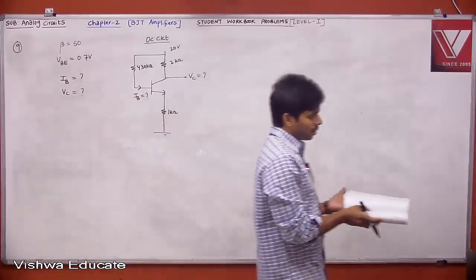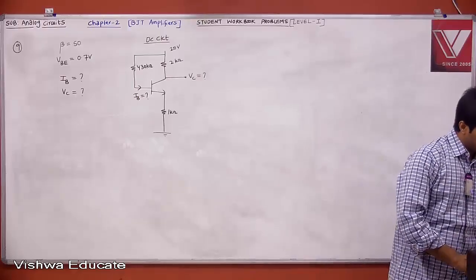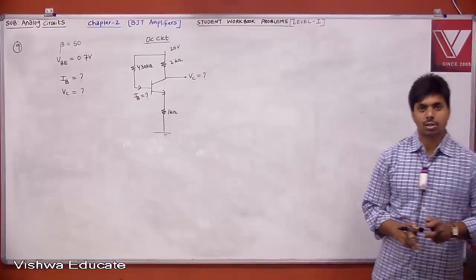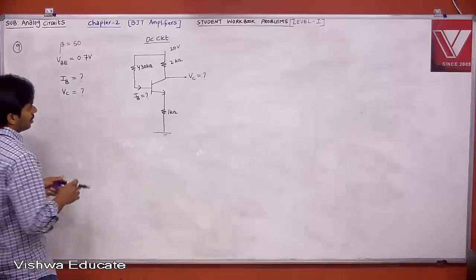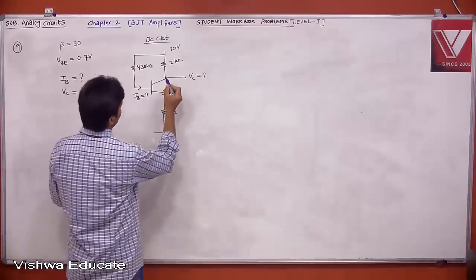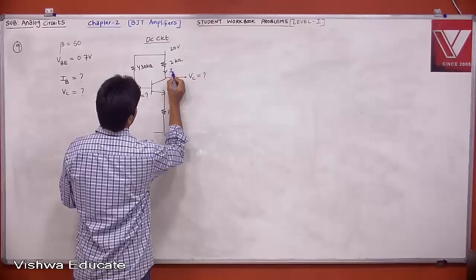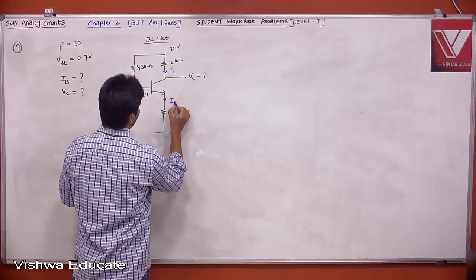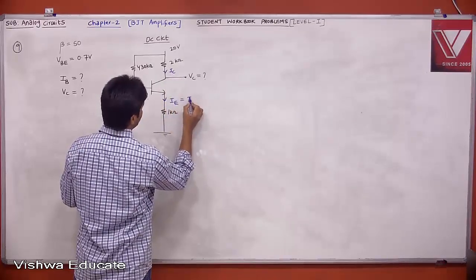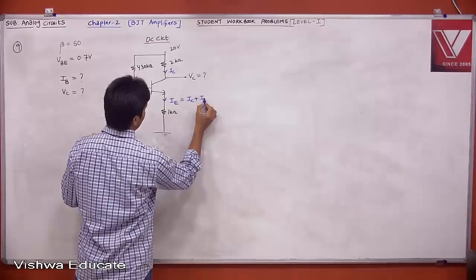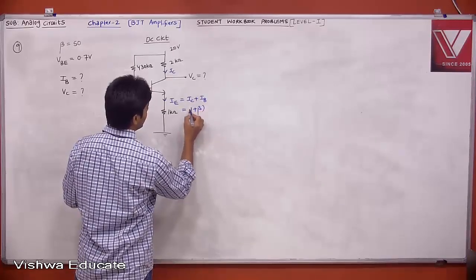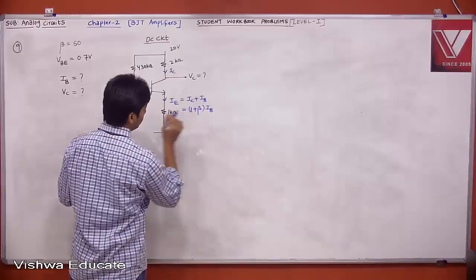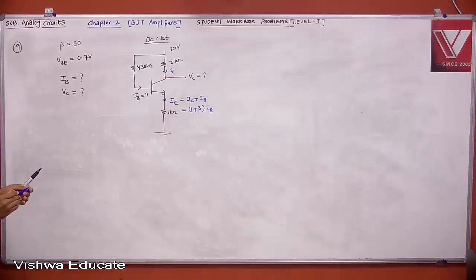Now, remember, if the problem is related to DC analysis, just use KVL equations. Can you write the input KVL first of all? Tell me, this is nothing but your IC, right? And this is your IE. What is IE? IE is equal to IC plus IB. What is IC? Beta into IB. If you take IB common, IE is 1 plus beta into IB.